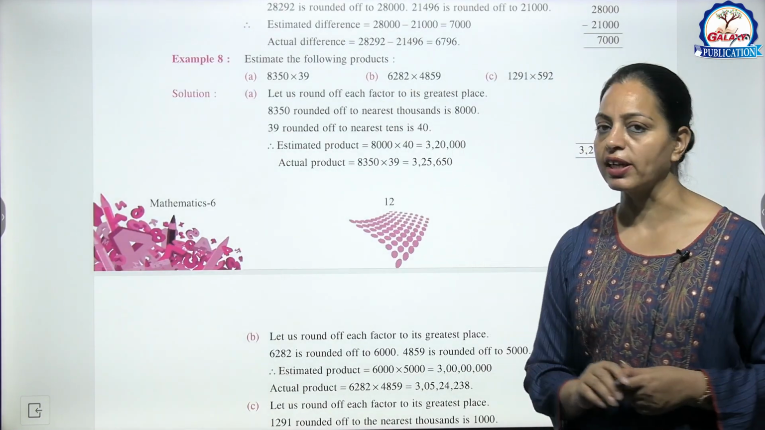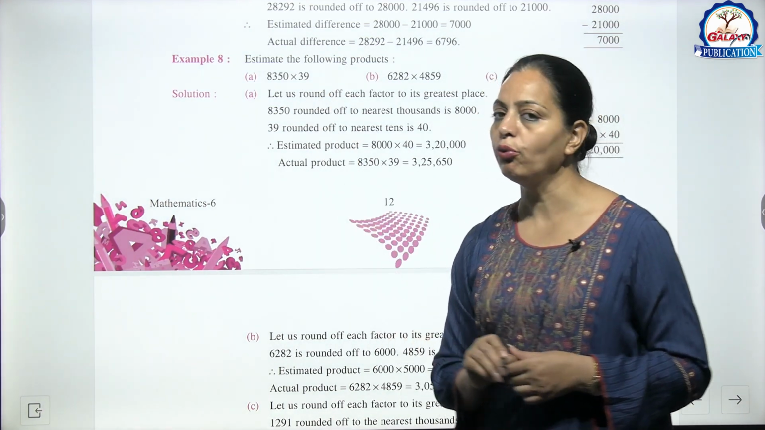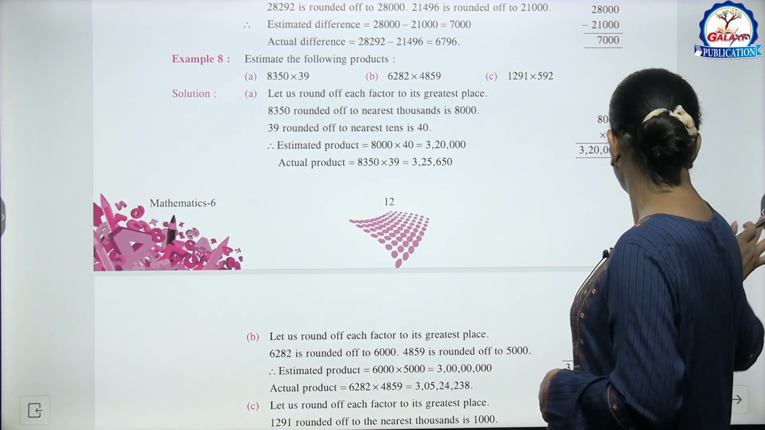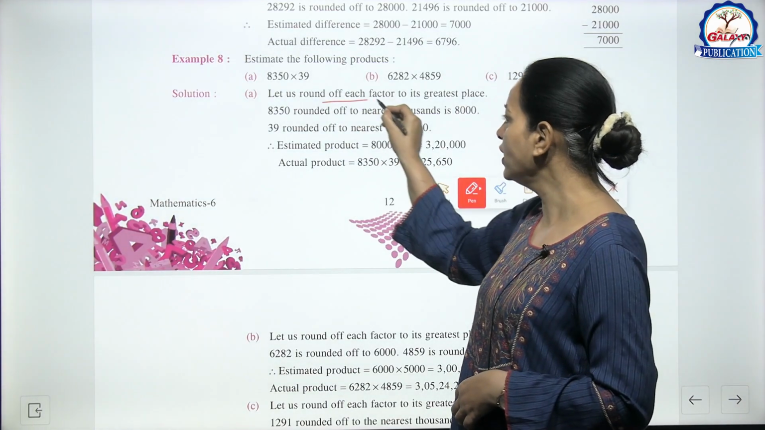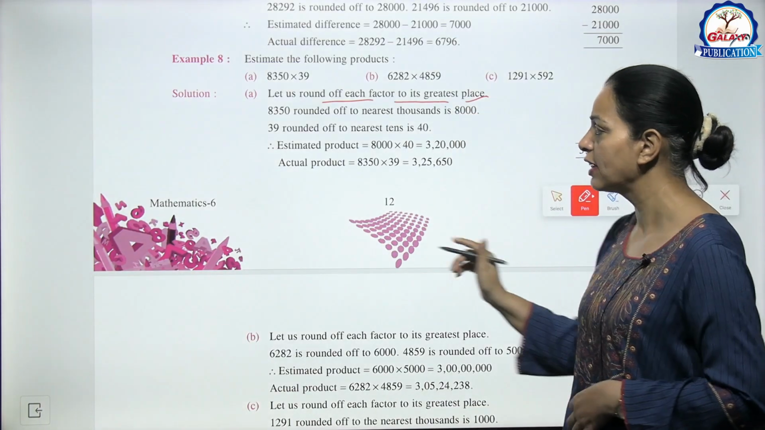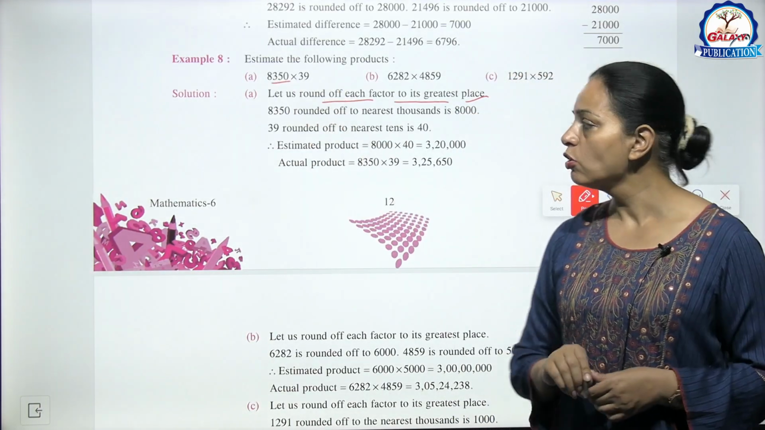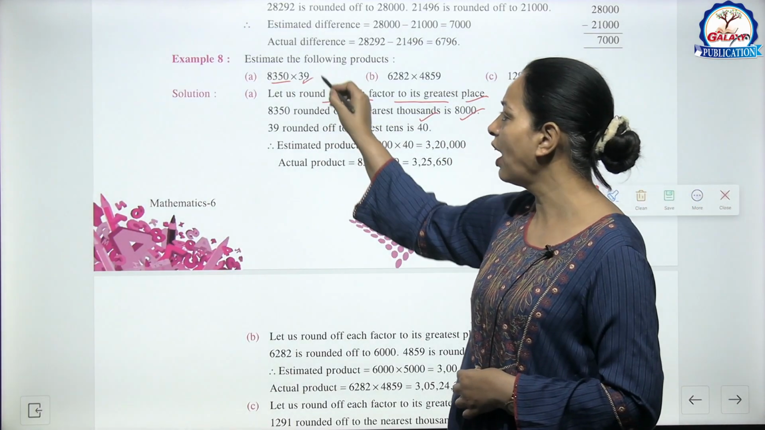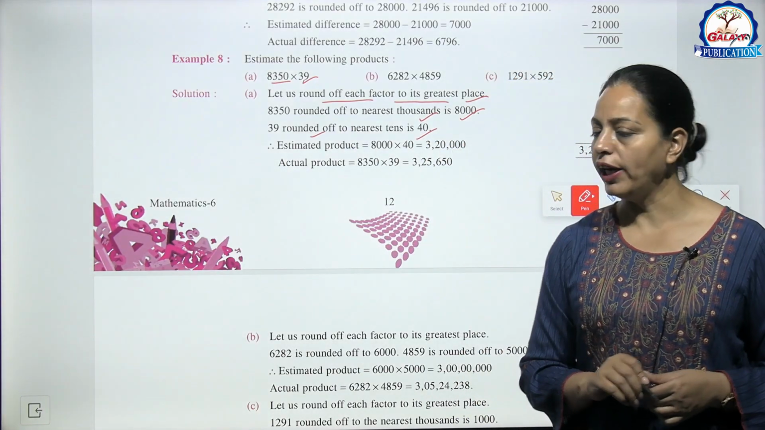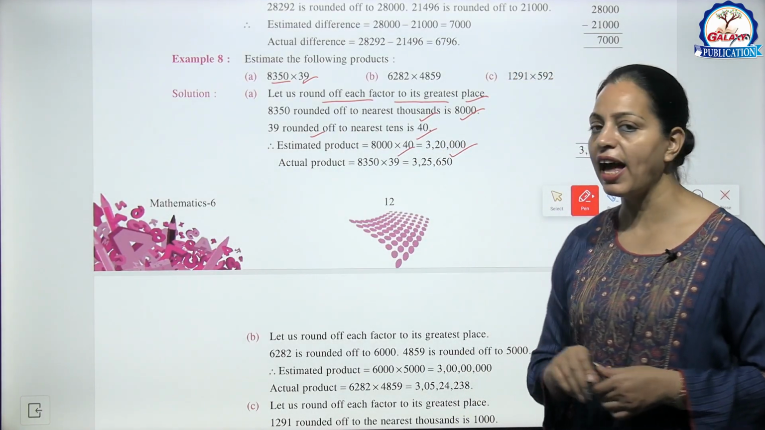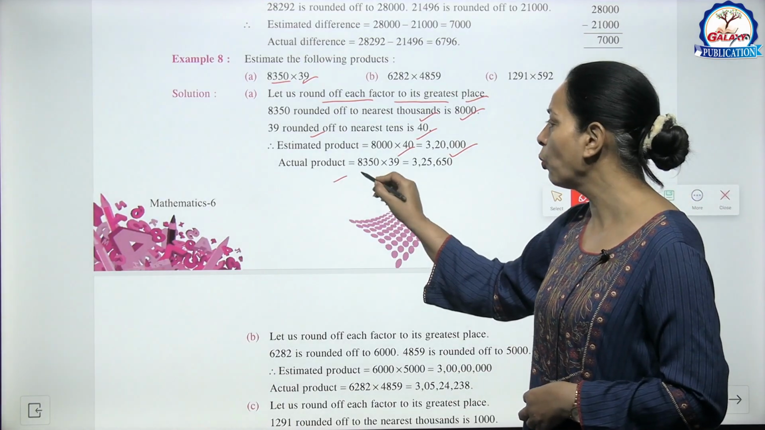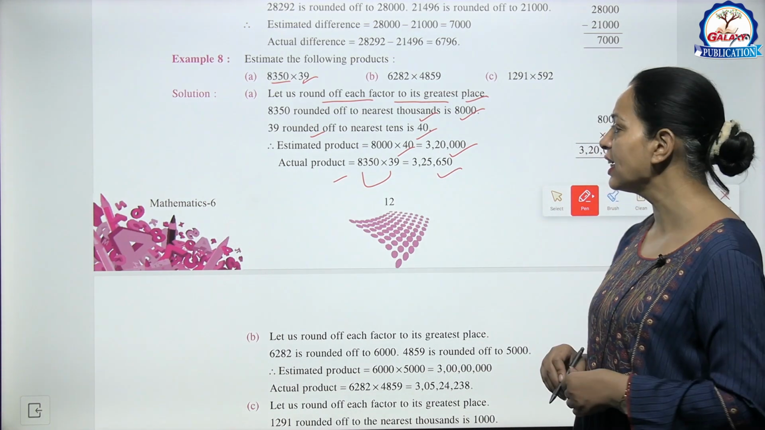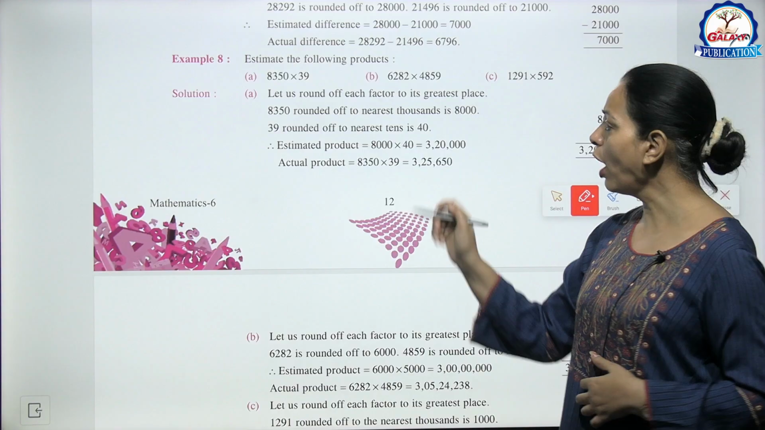Now come to example 8. Estimate the following products. Like A part, 8,350 into 39. So now what to do? So here let us round off each factor to its greatest place. So this is 1000 digit here. So round it off to nearest 1000, it becomes 8000, and 39 it becomes 40. So 8000 into 40, that is 3,20,000. Now actual product, multiply these two, that is 3,25,650.